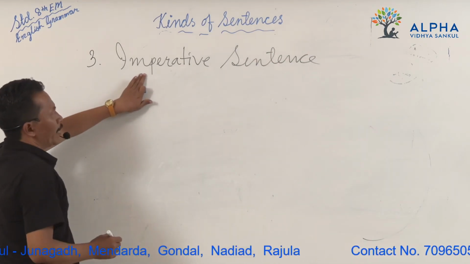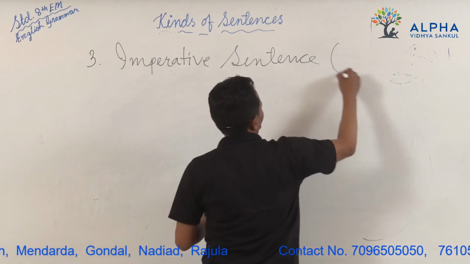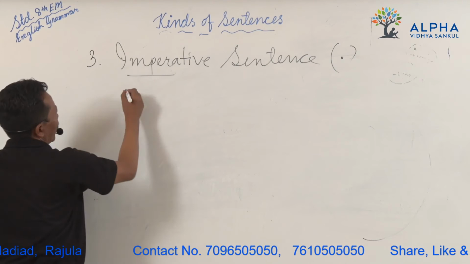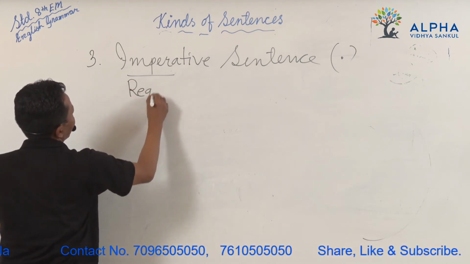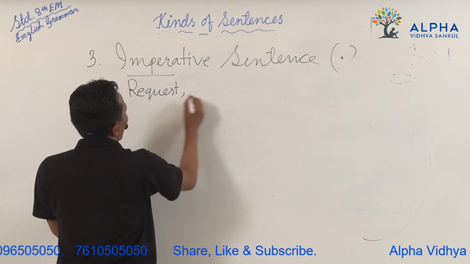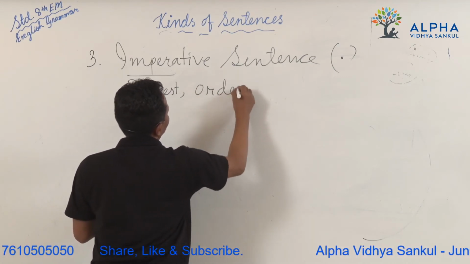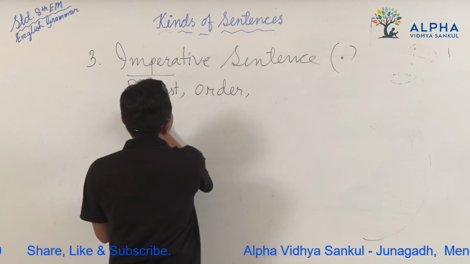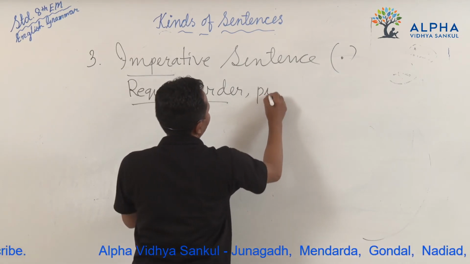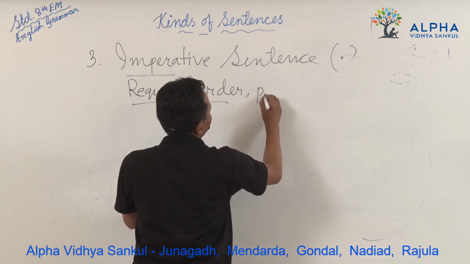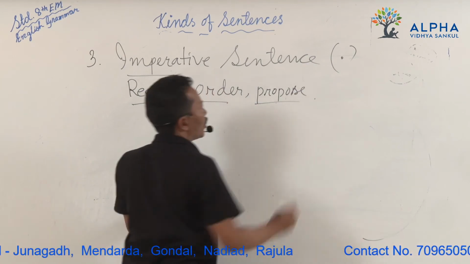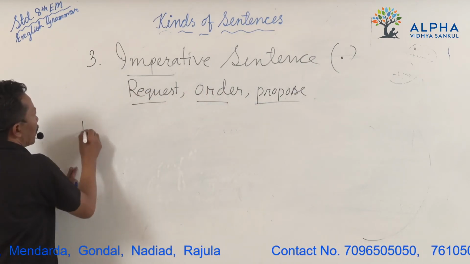And the imperative sentence, at the end of the sentence there will be a full stop. Okay. But it expresses what? Request, order, and these two things very importantly, order and purpose, propose something. Now let me give you examples.